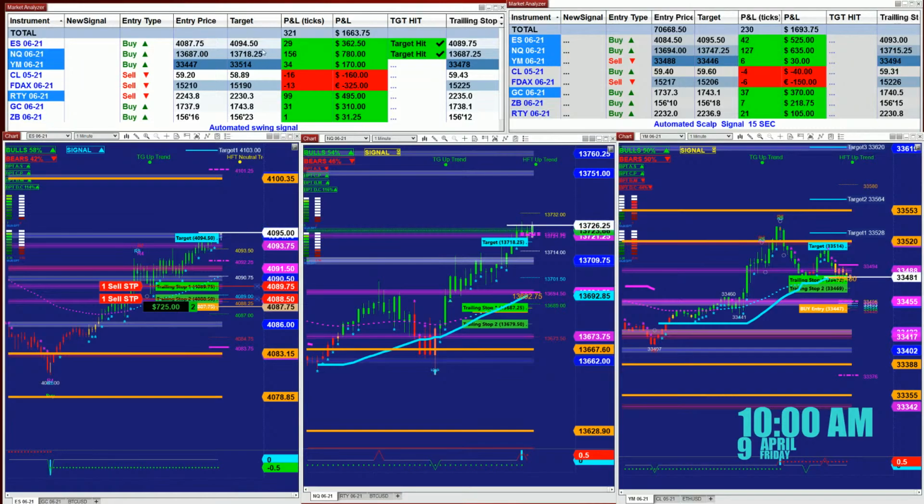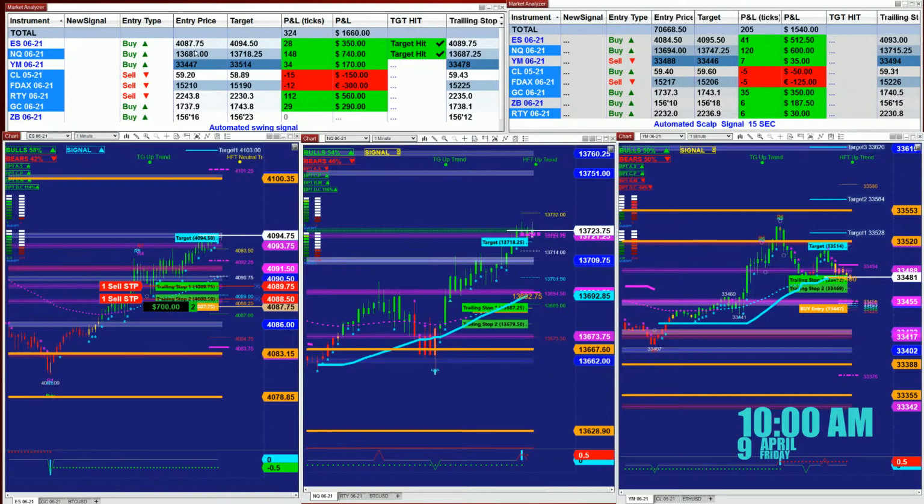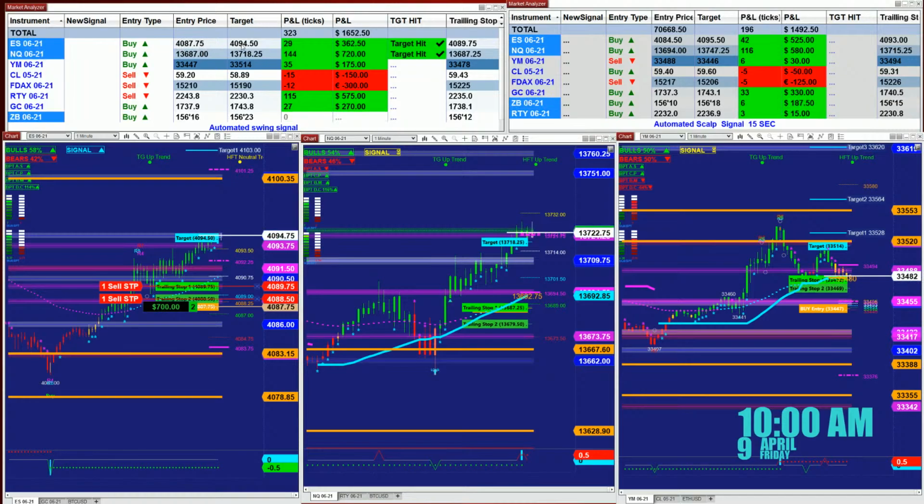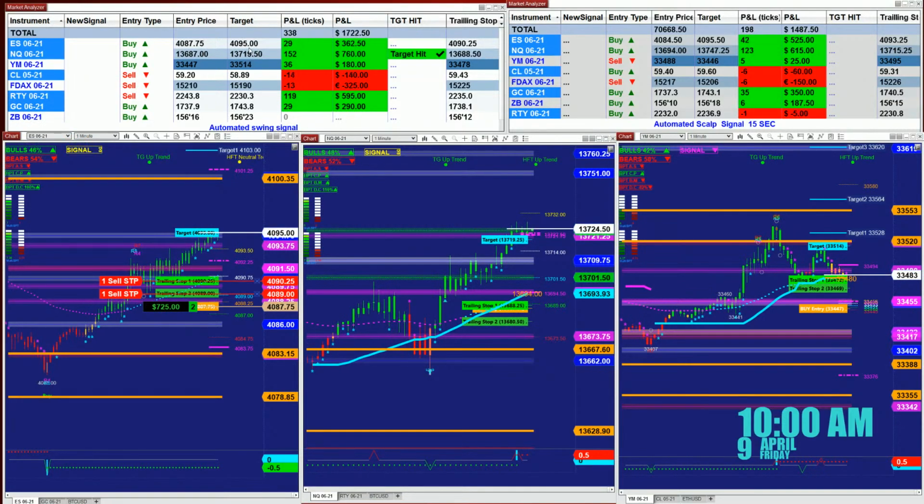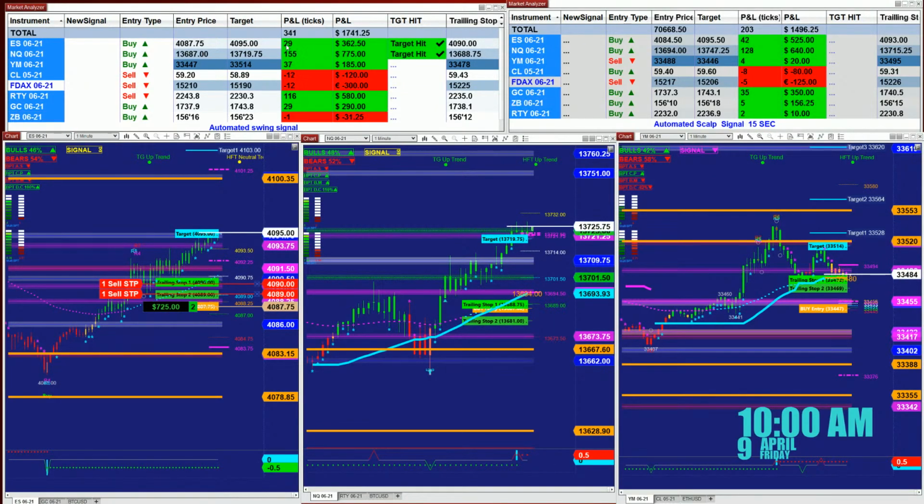For the ones that just joined us, you can follow the ES entry price on the market analyzer, in the left upper corner. 40.8775, target 40.95, and 28 ticks based on one contract. It's not the whole day, it's the last entry signal.